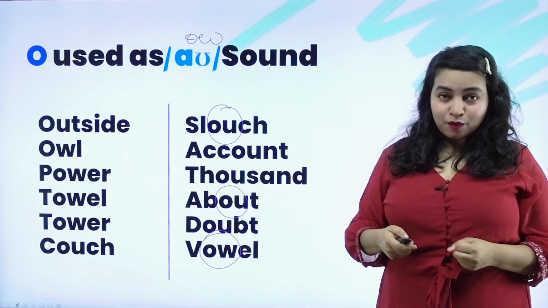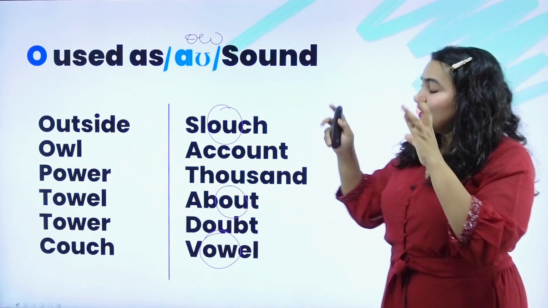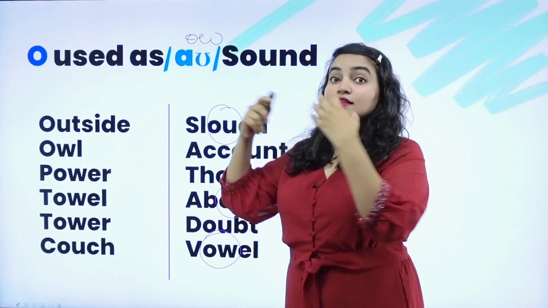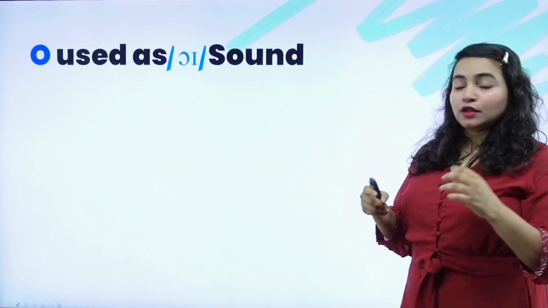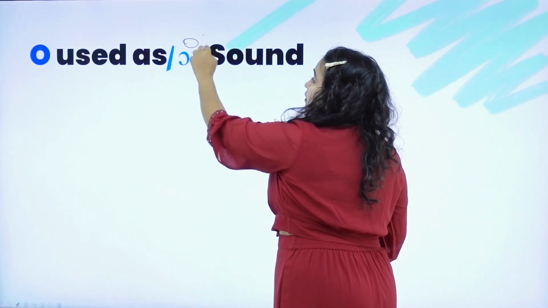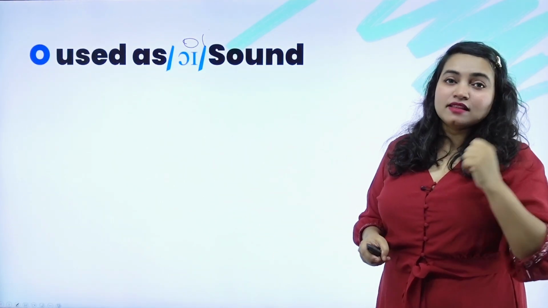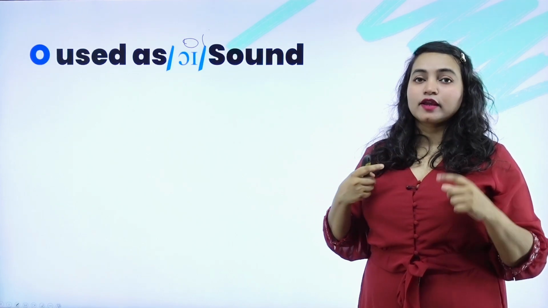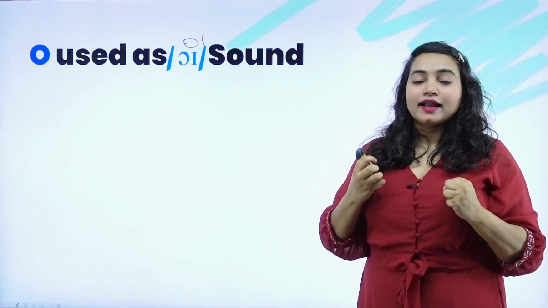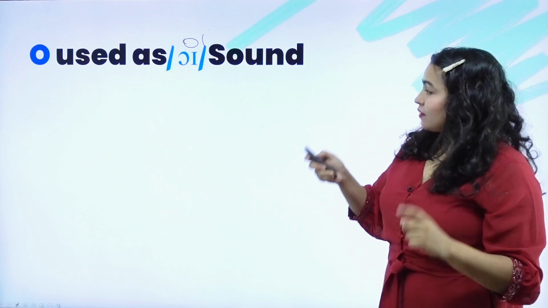Ow, vowel. Alright then, let's look at O used as another sound, which is the oi sound. Now please note, my mouth, when I say the word, is oi. Okay, so I go o and then I close my mouth and I go oi. Let's look at some words.